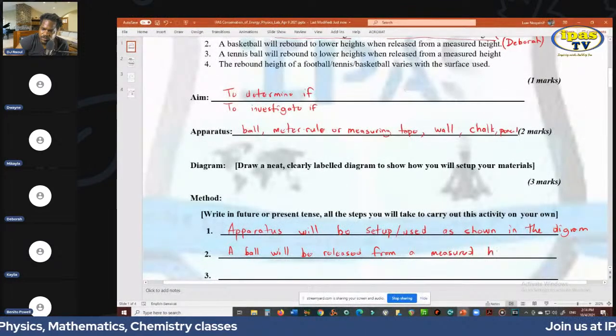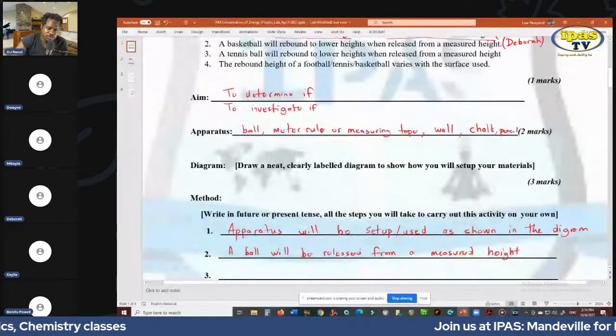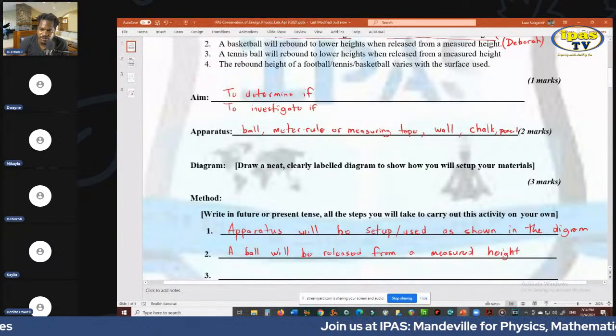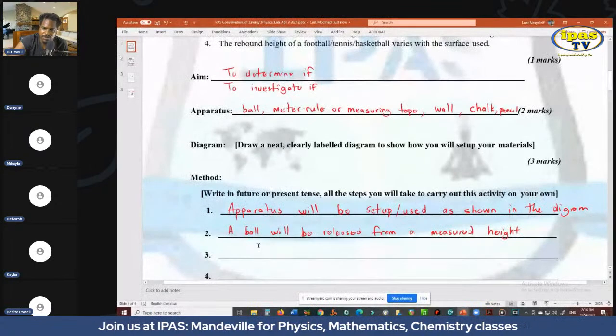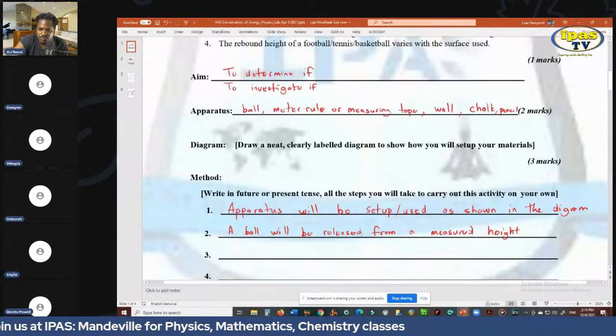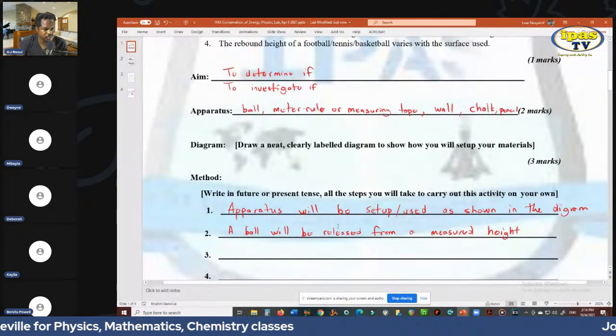No, this is just keeping it simple. We're not bursting our brains for this. It's what was already there, we're just putting it here. All right, so a ball will be released from. Sir, yes, go ahead, Deborah.